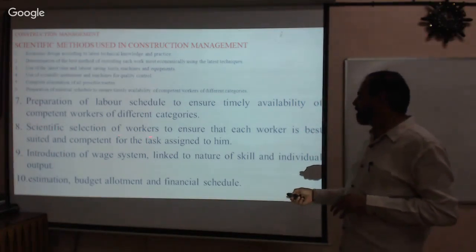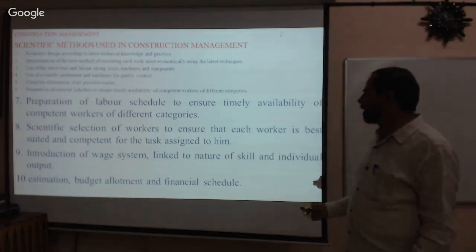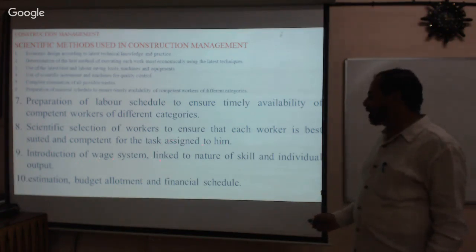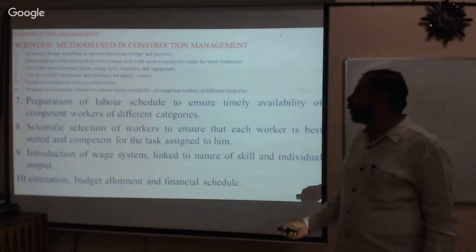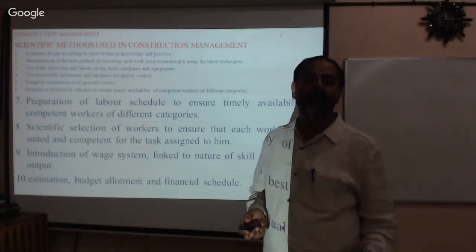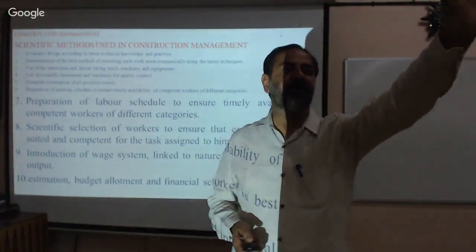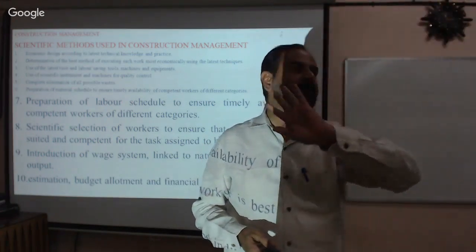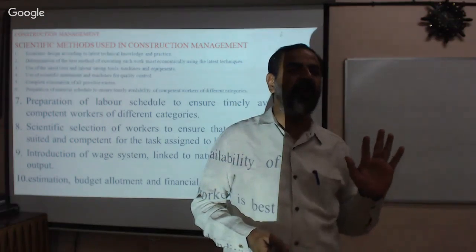Then scientific selection of workers to ensure each worker is best suited and competent for the task assigned to him. Introduction of wage system linked to nature of skill and individual output. Is it not? Individual output. One mason, in one day, will complete 120 square meter of plastering work. Another mason will complete only 50 square meter.